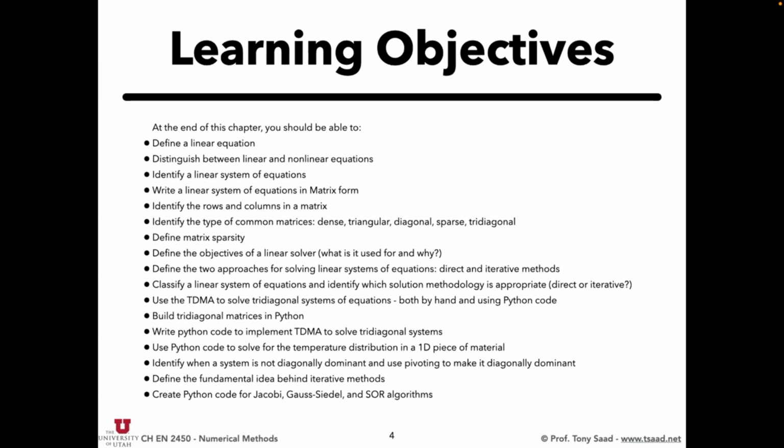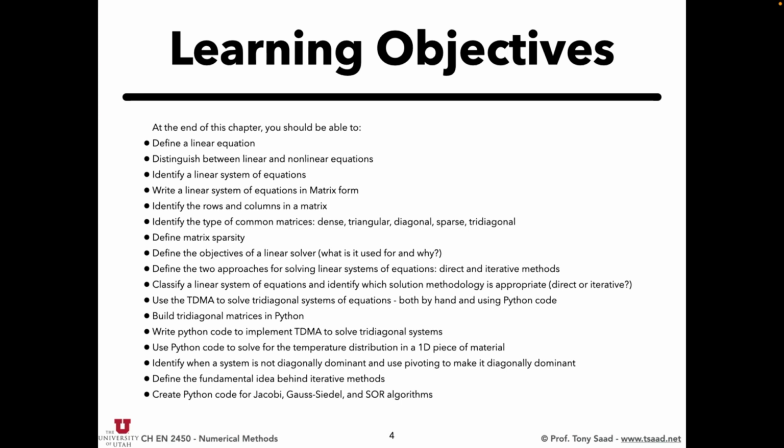Identify rows and columns in a matrix, identify some common types of matrices we deal with: dense, triangular, diagonal, sparse, tridiagonal, etc. Define what we mean by a sparse matrix, define the objectives of a linear solver. Why do we need a linear solver, okay? And define the two types of linear solvers, which are direct and iterative. Classify a linear system of equations and identify which methodology is better. So I give you a matrix, and you say, okay, this matrix corresponds to a system of equations, but with this matrix, which method is better, direct or iterative? You'll be able to tell that.